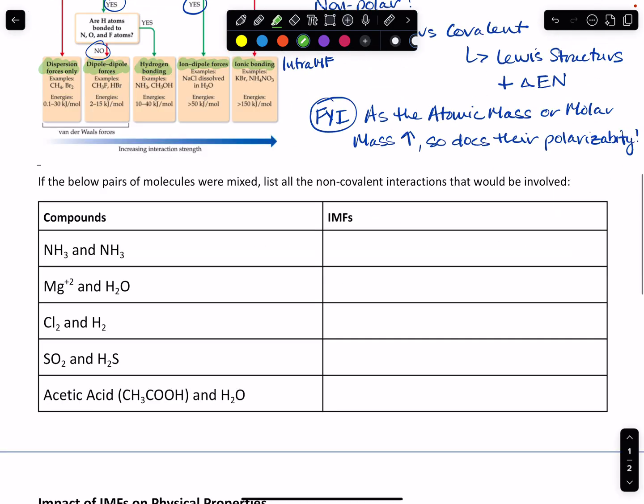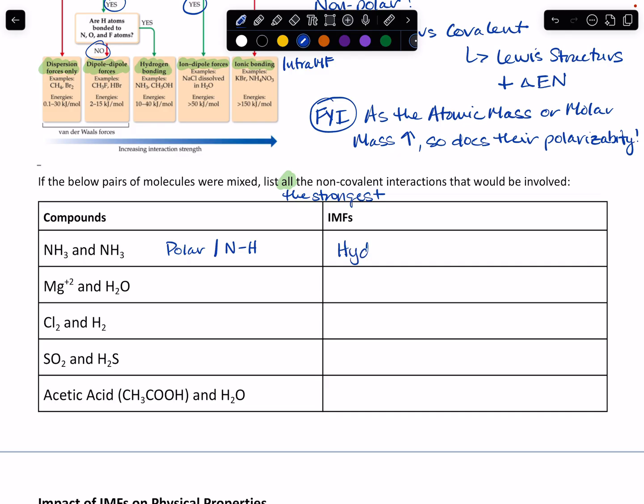Okay, so we have the below pairs of molecules. If they were mixed, list all the non-covalent interactions that would be involved. And we're not going to do all of them. Instead, we're going to do the strongest because it gets complicated. So NH3 and NH3, these are both polar molecules, and we have NH bonds. So that means the strongest intermolecular force we're going to see with a sample of ammonia is hydrogen bonding, which is a strong dipole-dipole interaction.